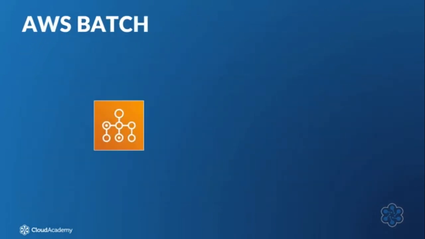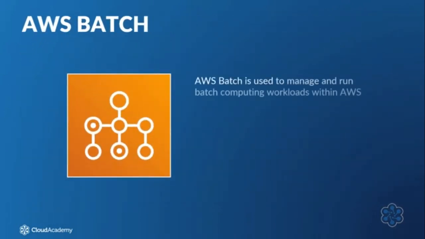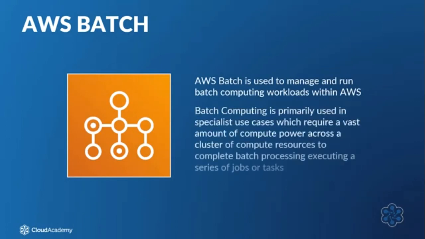Following Lambda, I introduced AWS Batch, which is used to manage and run batch computing workloads within AWS. Batch computing is primarily used in specialist use cases which require a vast amount of computer power across a cluster of compute resources to complete batch processing, executing a series of jobs or tasks.